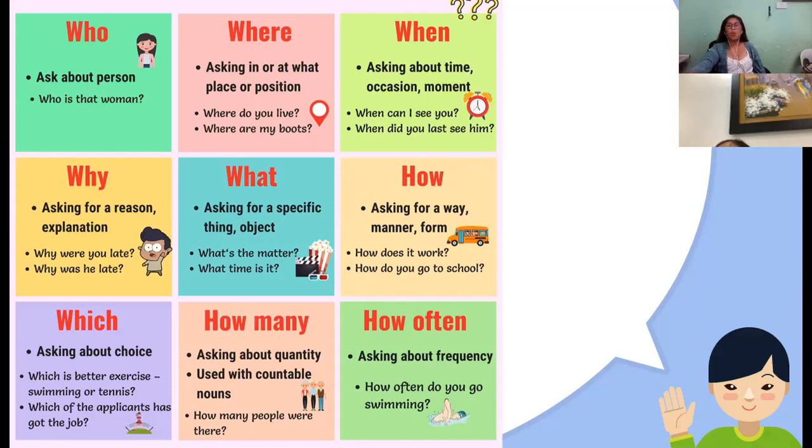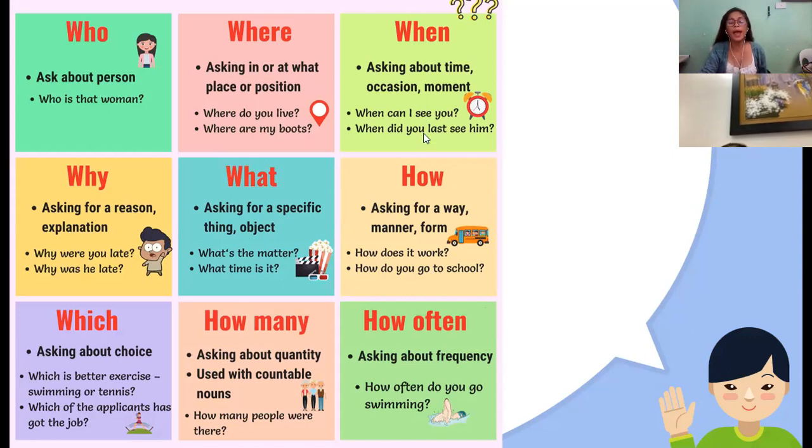Third, when. When I mention here the bold letters, the question word when, it is used in asking about time, occasion, or the moment. So, when can I see you? I can see you, Uyen, after the pandemic. I will go to Vietnam and I will find your house. So, the answer is after the pandemic. When did you last see him? I last saw him 2 months ago. So 2 months ago, Uyen, is the answer for when.